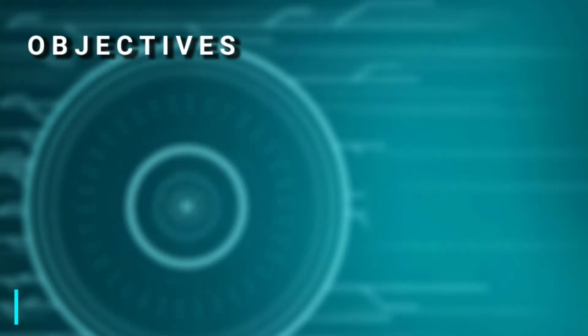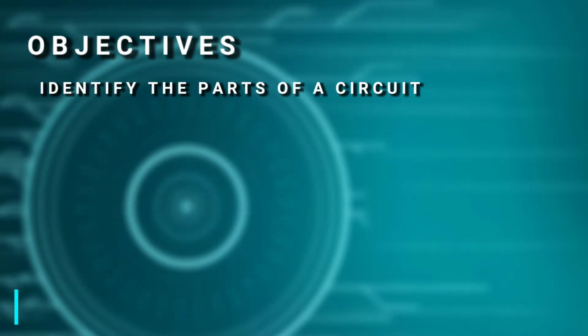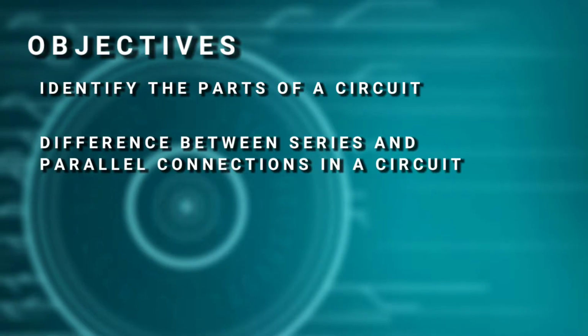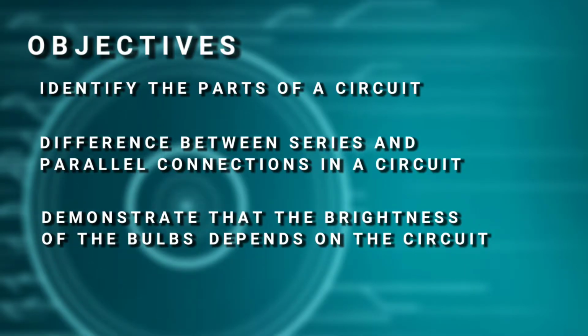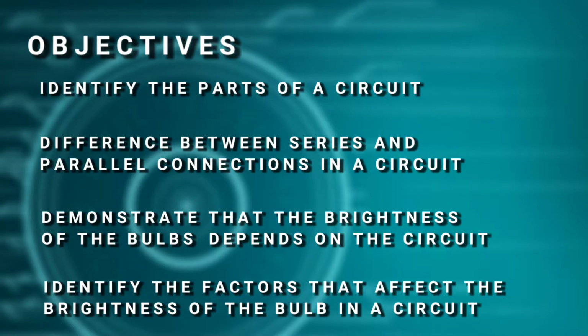At the end of this video, you should be able to, first, identify the parts of a circuit. Second, identify the difference between series and parallel connections in a circuit. Third, demonstrate that the brightness of the bulbs depends on the circuit. And last, identify the factors that affect the brightness of the bulb in a circuit.